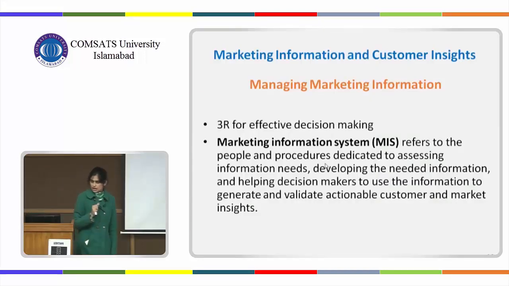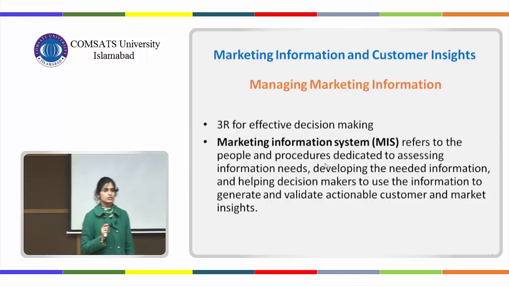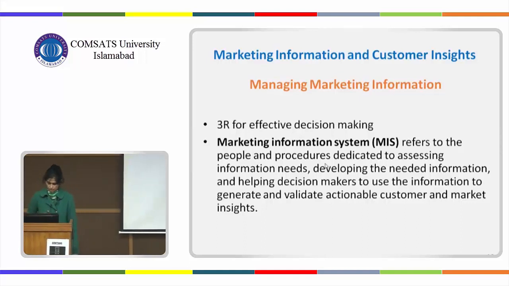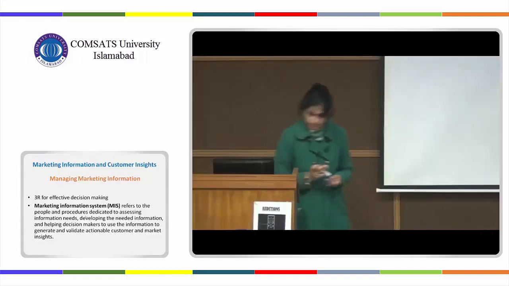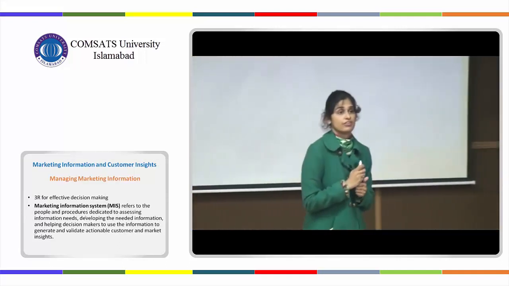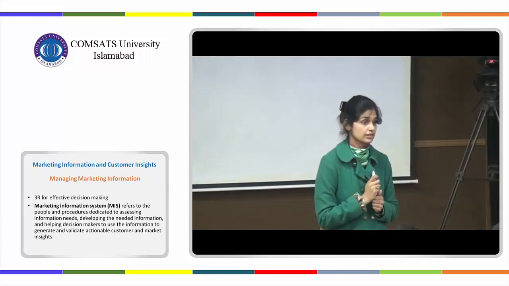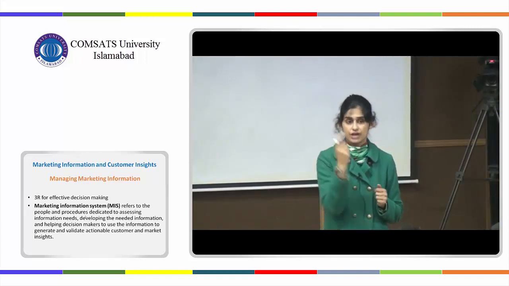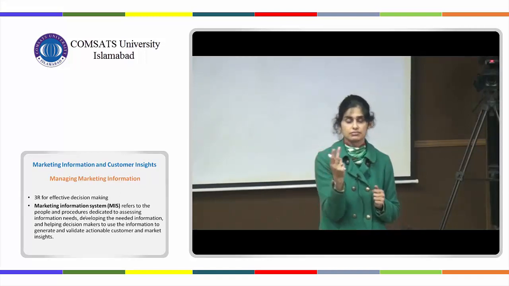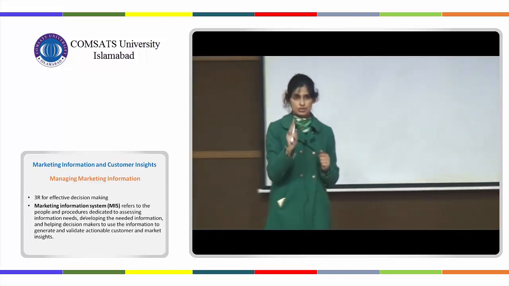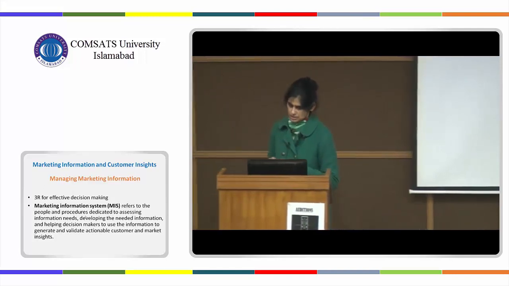Now coming down to managing marketing information, for good decision making there are 3 R's that are important in information. What are those 3 R's? You might have studied this before. What are the 3 R's? The right information at the right time in the right format. Right? So you need the right information at the right time in the right format. If you have these 3, you can make a good, informed decision.